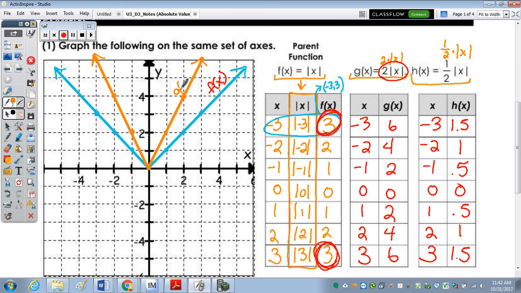And this is labeled g(x). Last one, I'll go back to the red. So still (0, 0). And I'm going to plot the whole number points. So that's (-2, 1), (0, 0), and (2, 1).